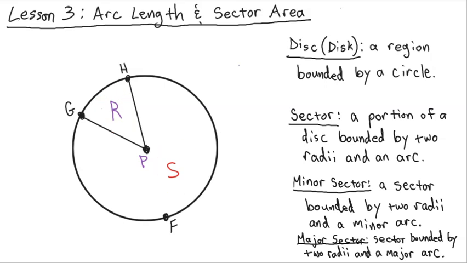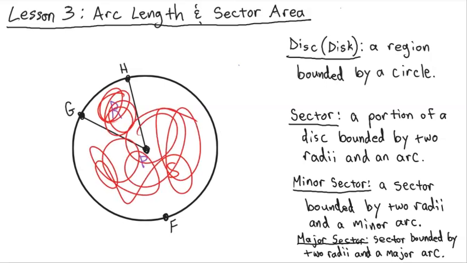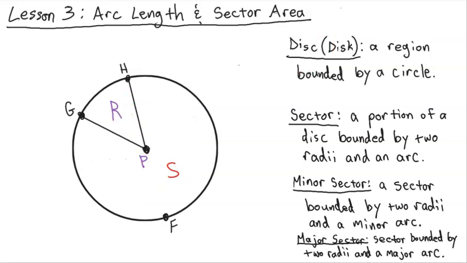If you were to add this sector plus this sector, it would make the full disk, okay? And so now a minor sector is a sector bounded by two radii and a minor arc. You can see R here is bounded by a minor arc, so R is a minor sector. But sector S is bounded by a major arc, and so S is a major sector, okay?